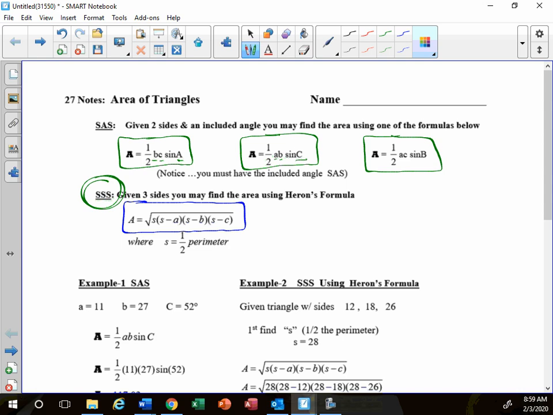S is the semi-perimeter. Guys, what's a semicircle? So does it make sense that the semi-perimeter is half the perimeter? Okay. So you would literally, let's say your perimeter ended up being 30, okay? Then S is going to be 15. When you go through the formula, you would plug in 15 anywhere there's an S.